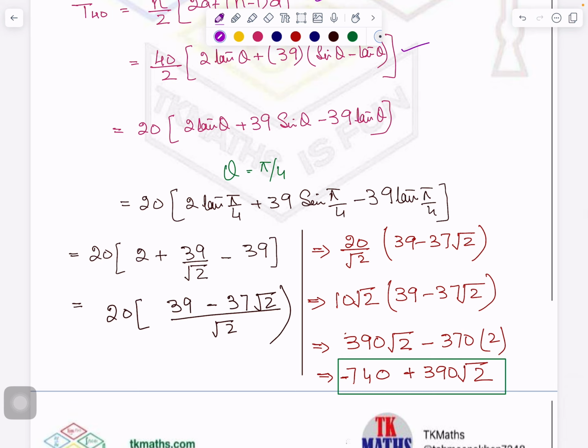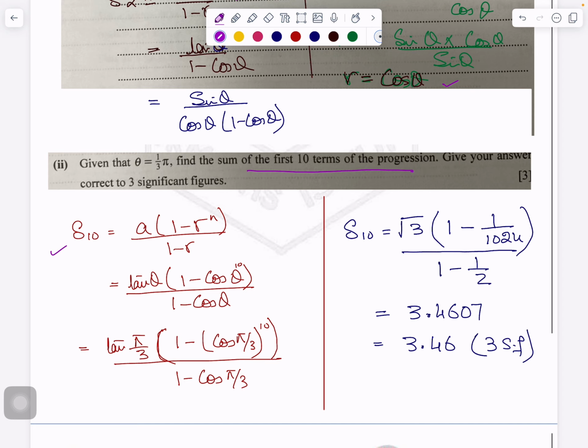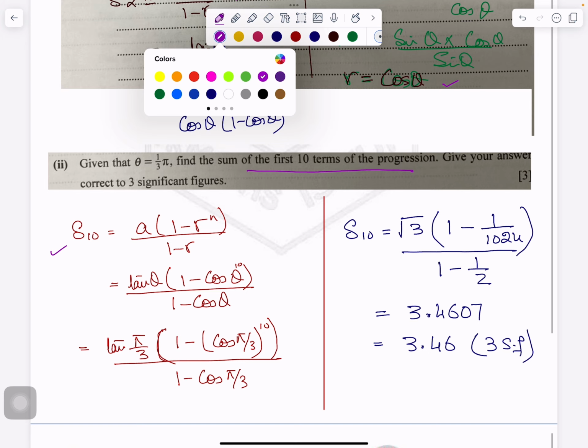Same part, it has b1, b2. So now you are applying the formula for the sum of the finite terms, a(1 minus r to the power n) over 1 minus r. And I'm substituting the values, doing nothing else, using the calculator, and I got the answer in 3 significant figures, 3.56. Right.